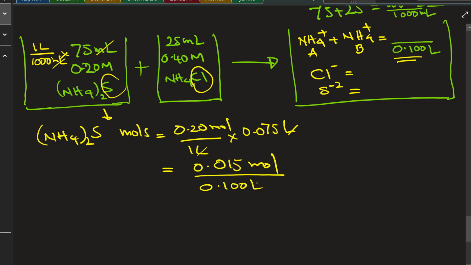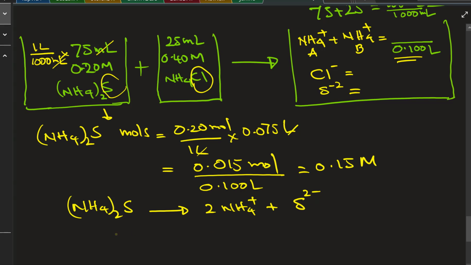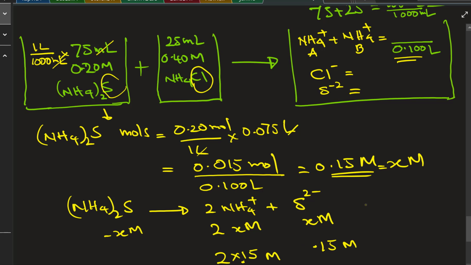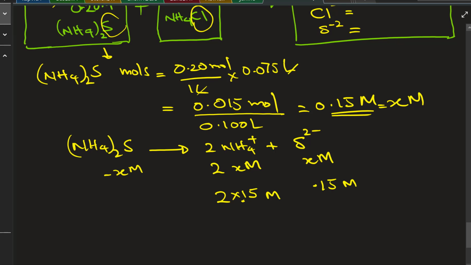So now if you divide by the total volume of 0.1 liter, that's the new concentration of ammonium sulfide. So 0.15. So now you can plug into ammonium sulfide goes into 2 of ammonium and 1 sulfide, minus x molar, 2 times x molar and x molar. Now 0.15 is the x molar, plug in, and that's how you want to do it. So separate steps, and you're thinking about x molar and how many times depending on the coefficient. In this case, 2 times for the ammonium, right? So we solved that beaker question basically.